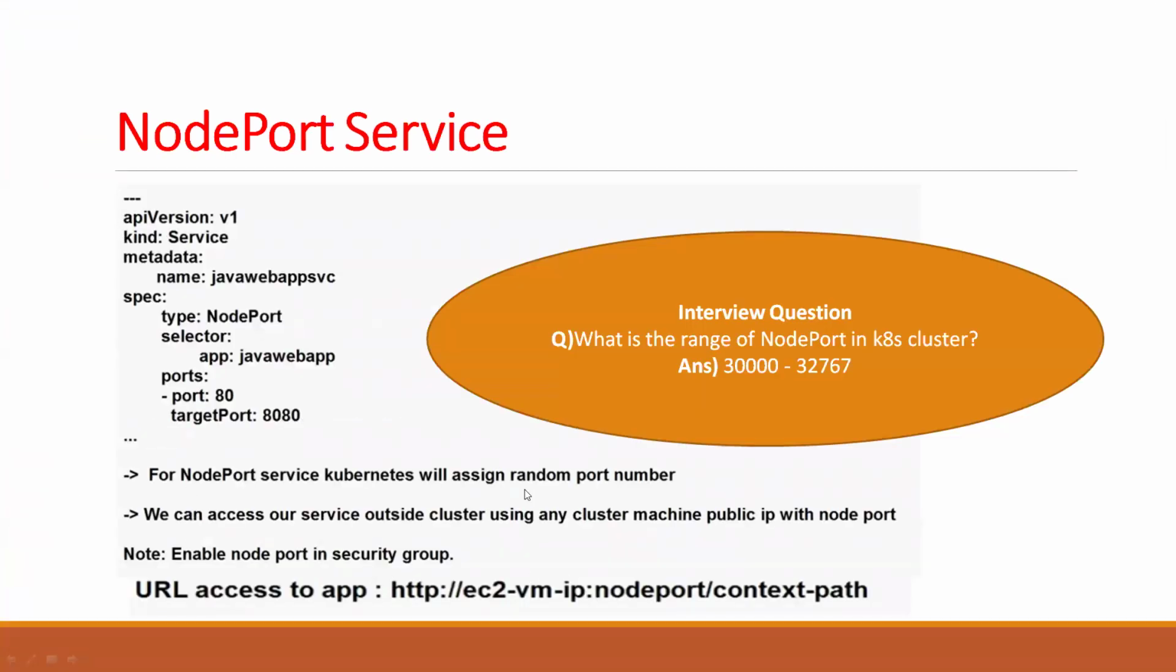Node port service, you already know. In a node port service, Kubernetes will assign a random port number. We can access our service outside the cluster using any cluster machine's public IP with the node port. Enable the node port in the security group. So URL access, we already accessed it, right?